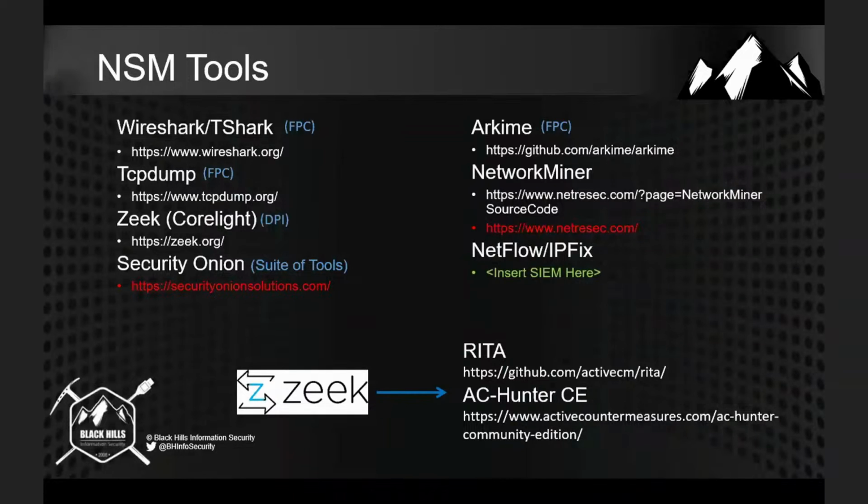Security Onion, a great resource for learning a suite of different tools for doing network traffic analysis, capturing, and all that. And then on the Black Hills side, we actually have an open source version of a tool called RITA, which takes Zeek data. Both of these solutions, RITA and AC-Hunter Community Edition. There's an AC-Hunter paid-for edition, but this is the Community Edition. Both of these solutions take Zeek data and do the analysis, the beacon analysis and stuff, that is really the power engine behind RITA, and the same for AC-Hunter.